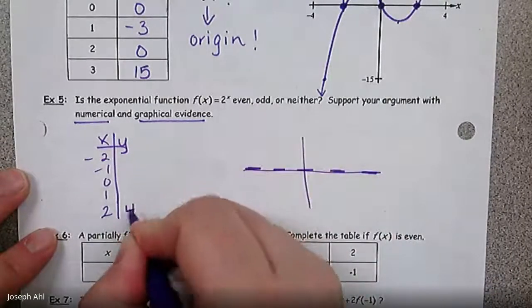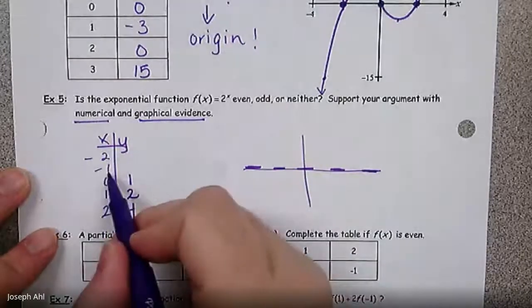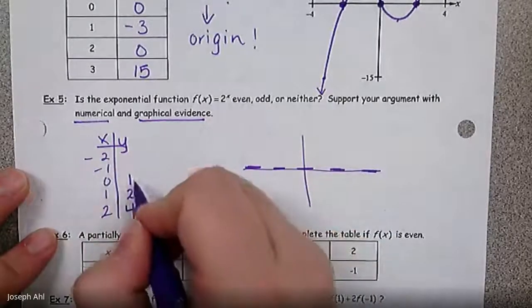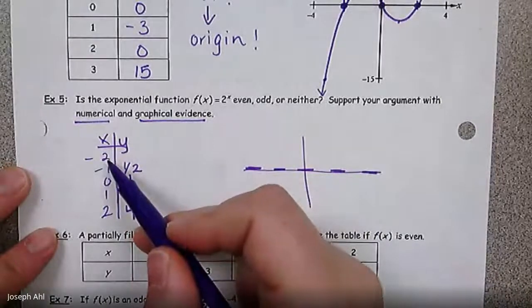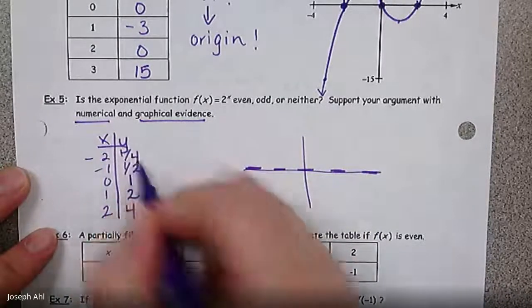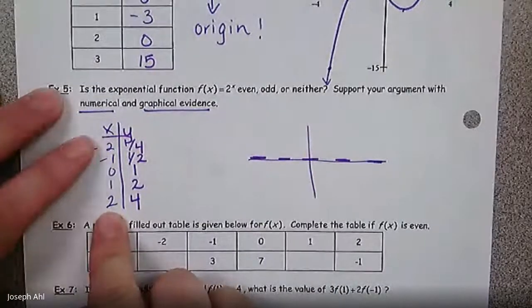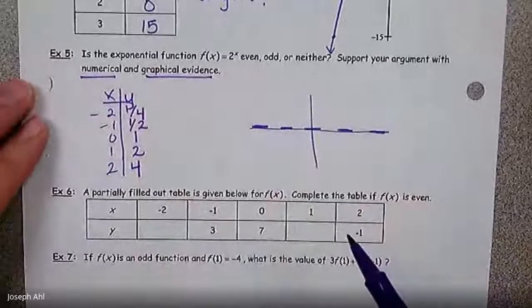2 squared is 4, and 2 to the first is 2, and 2 to the 0 is 1. And going backwards, remember, 2 to the negative first is not -2. It's actually 1 over 2, 1/2. And 2 to the negative second is 1 over 2 squared, which is 1/4. So here's my table. When I look at x and -x, do those y values have any sort of correspondence that would make this even or odd?